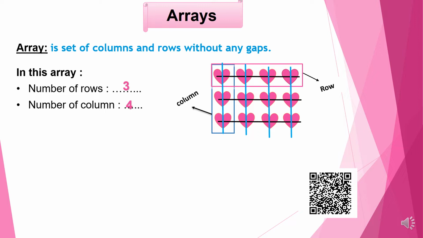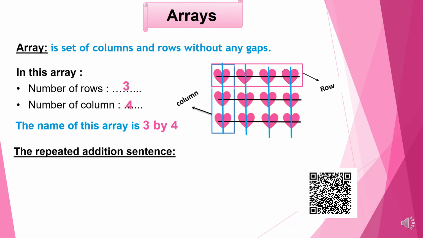Okay, let's give this array a name. We said before the name of this array is 3 by 4. 3 by 4. Columns by rows, okay, or rows by columns. In this array we can write columns by rows or rows by columns. Both of them are correct.